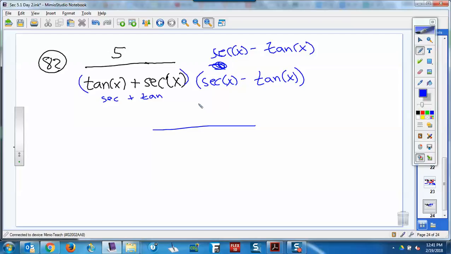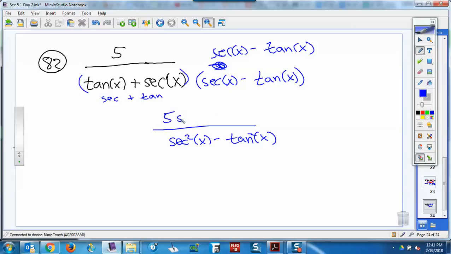Okay, so on the bottom here, I don't want to FOIL out the bottom because I'm hoping things cancel. Well, that's actually not my goal on this one. My goal on this one is to write this as secant squared minus tangent squared. Because what did we just say that equaled? What's secant squared minus tangent squared? 1, right? So that was my goal. So now look what I have on top.